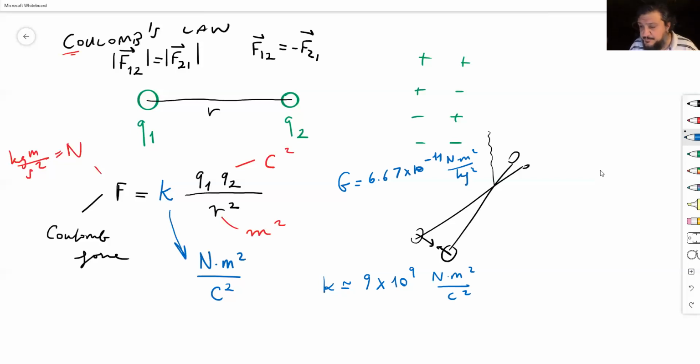That's much greater. Now this K is also written as 1 over 4 pi epsilon 0. Why 4 pi? This is going to be clear, not today, but when we do Gauss's law. So epsilon 0 is called the electric constant, or permittivity of free space.